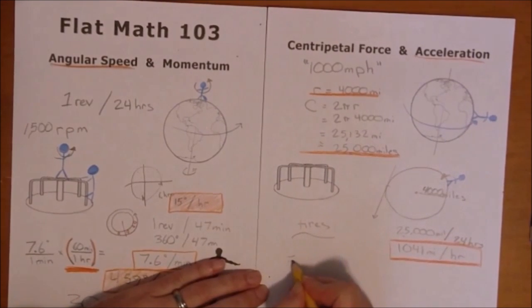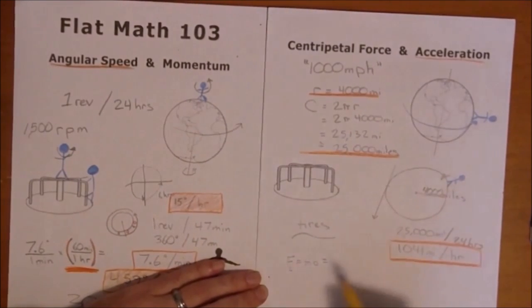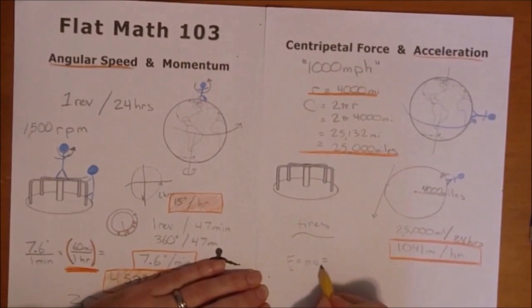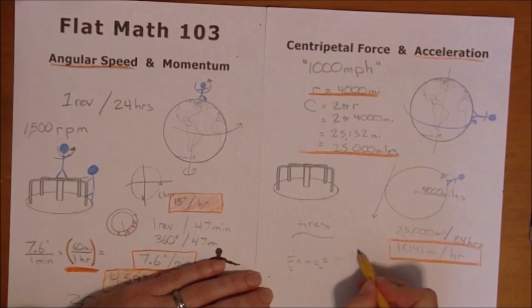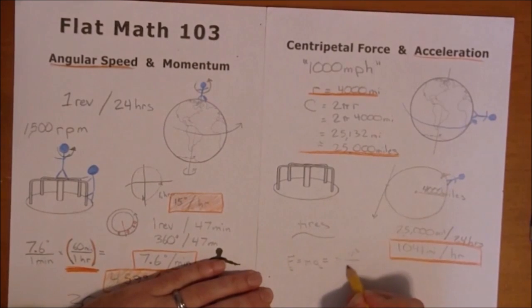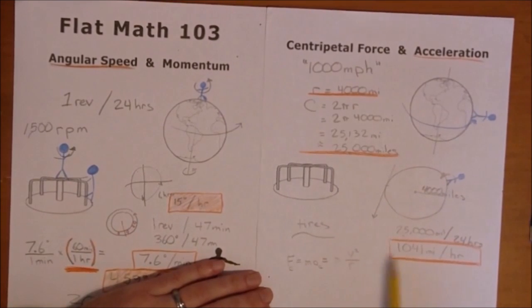So F is equal to mass times acceleration. And in this case, I'm going to say F sub c for centripetal is equal to the mass of the centripetal acceleration. And centripetal acceleration is v squared over r. So in this case, mass stays the same. V is velocity. This is our velocity. Velocity squared divided by the radius. And here we have the radius.